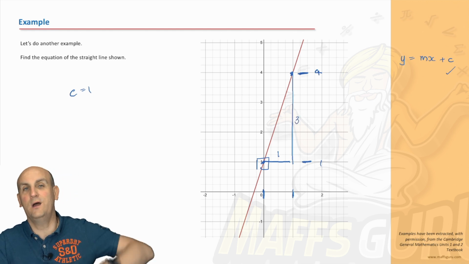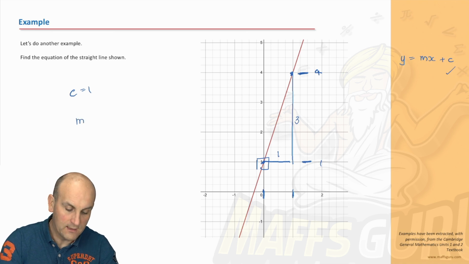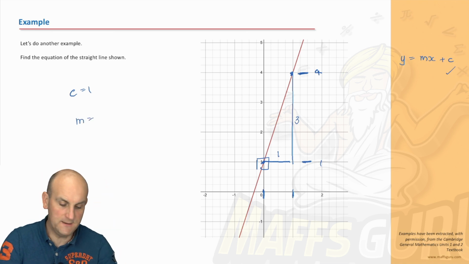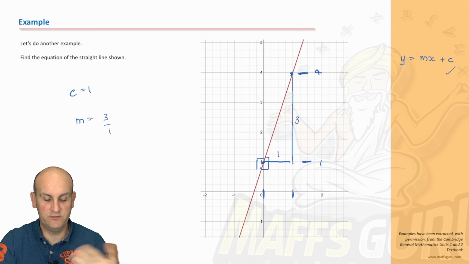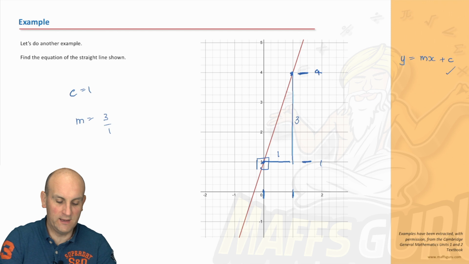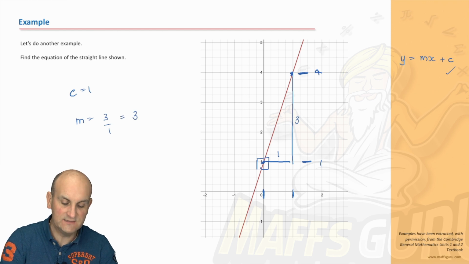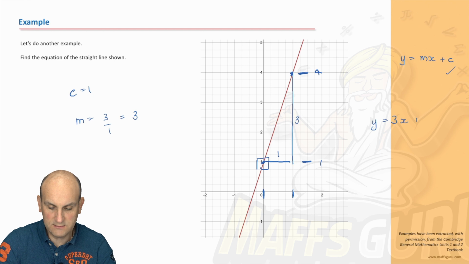Have I got all I need to do? I should have. So let's just check there. We know now that m is equal to rise, which is 3, divided by 1. And is it a positive gradient or a negative gradient? It's positive, so I'm just going to leave it as positive. And again, we know that 3 divided by 1, any number divided by 1, is in fact 3. So my answer here is y equals m, which we've decided is 3, x plus 1.